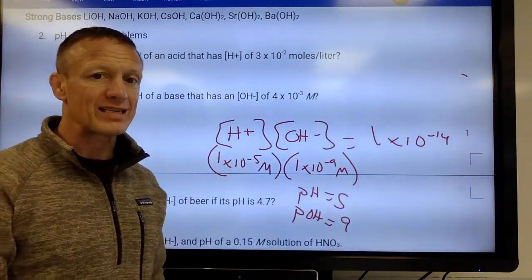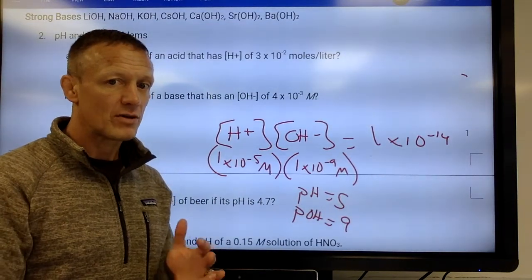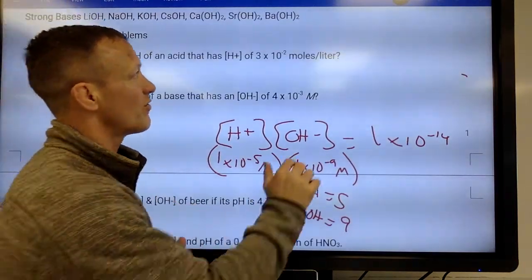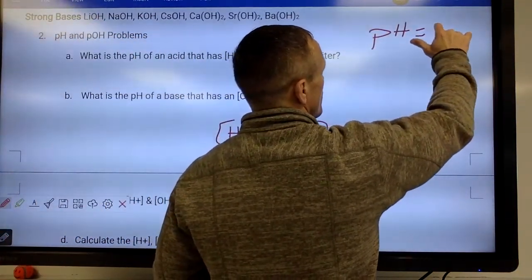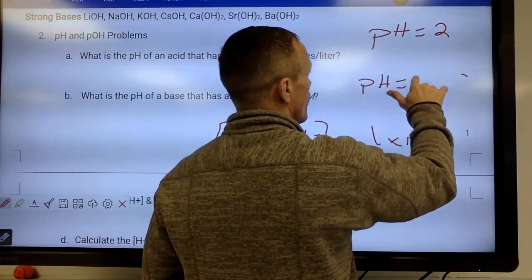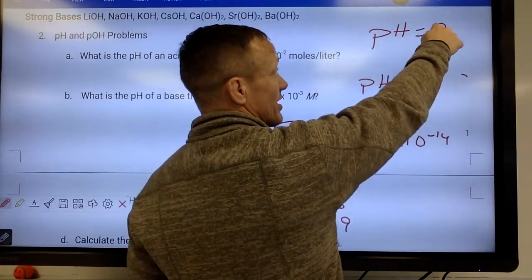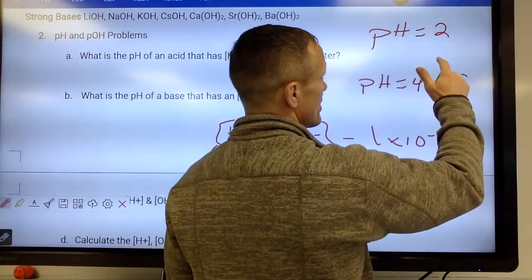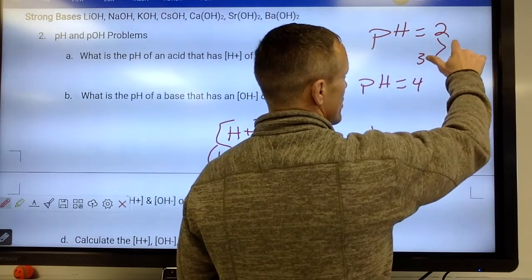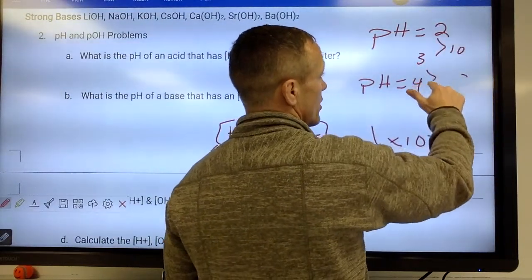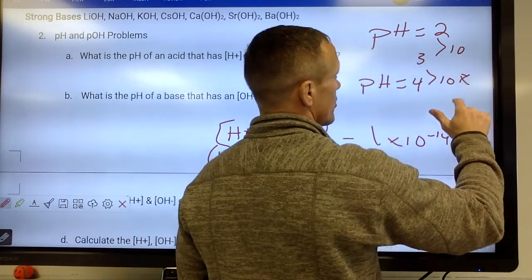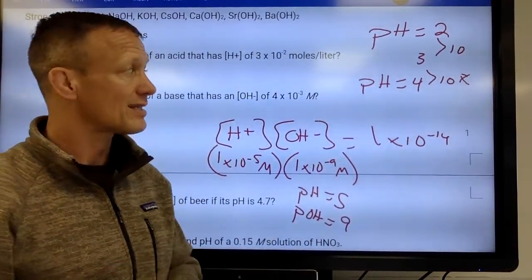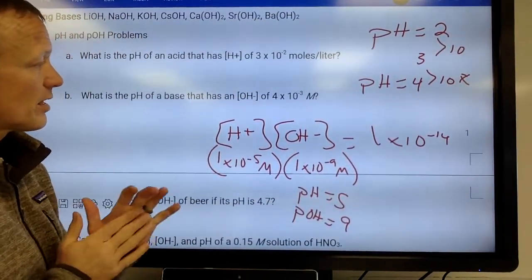And every number increases 10 times more. So if you have something that's a pH of 2 and something else that is a pH of 4, this is not twice as acidic as that. It means that every number increases 10 times more. So from 4 to 3, that's 10 times more hydrogen ions, and from 3 to 2 is another 10 times more. So from 4 to 2, that is 100 times more hydrogen ions. It's a logarithmic scale, as you can see.